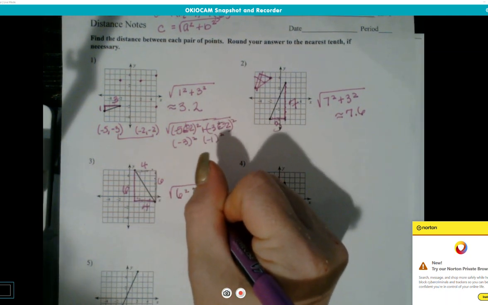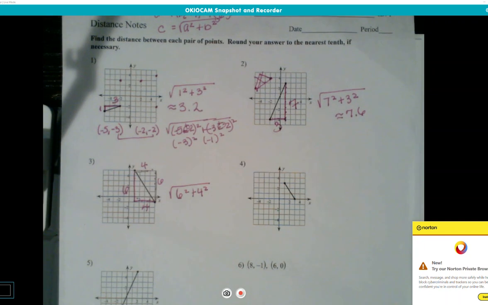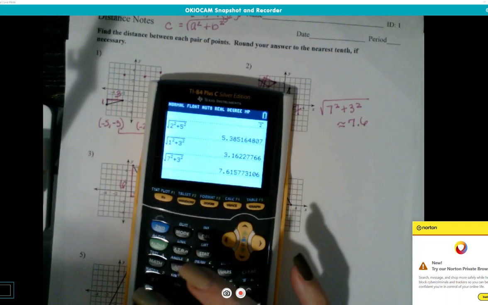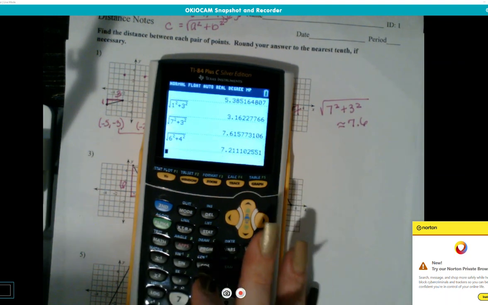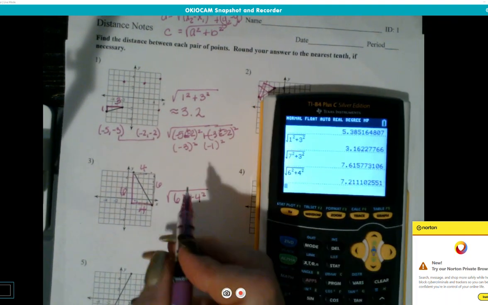So 6 squared plus 4 squared. Okay. And so then here, I'm going to say the square root of 6 squared plus 4 squared. And so that's going to be approximately 7.2.